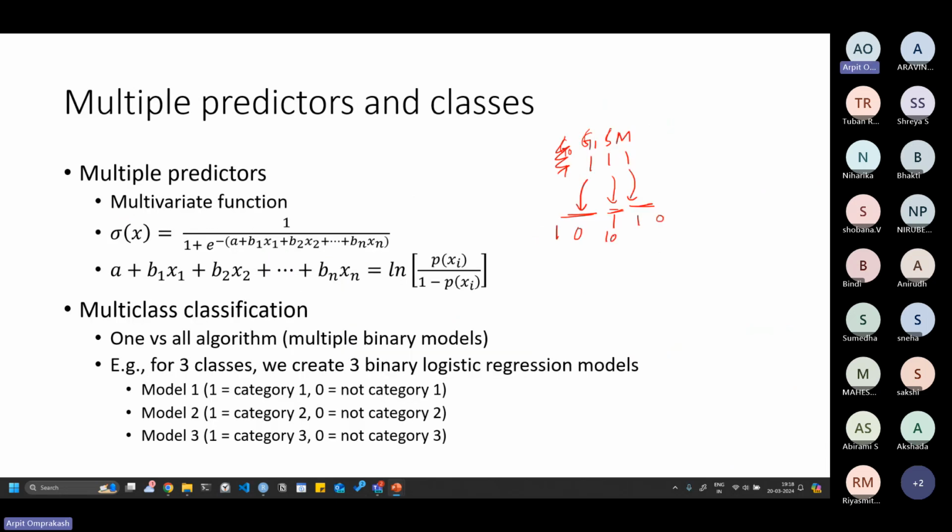If we have multiple predictors in classes, we can modify the equation to something like this, the sigmoid equation and the whole fitting equation also.